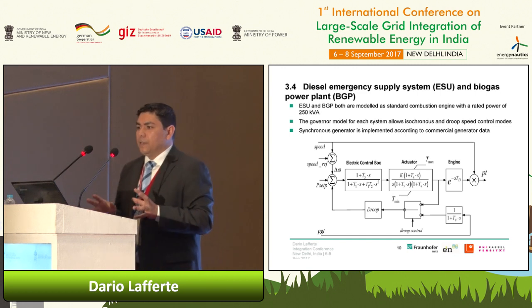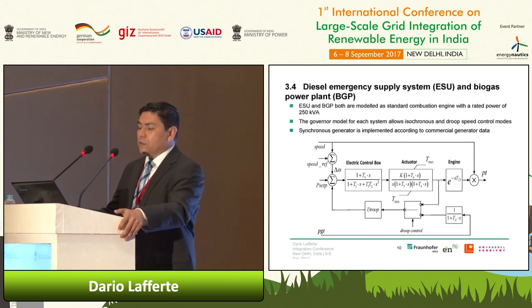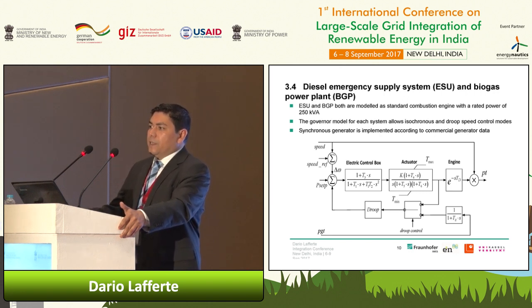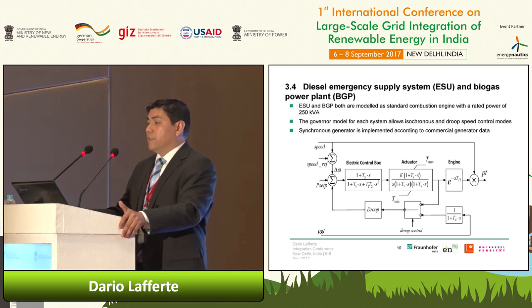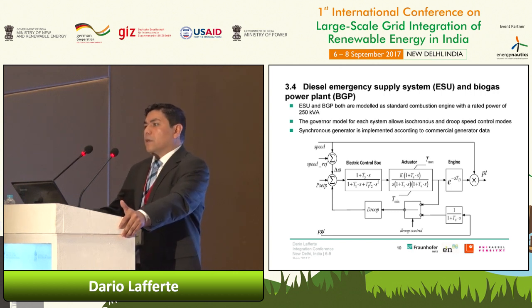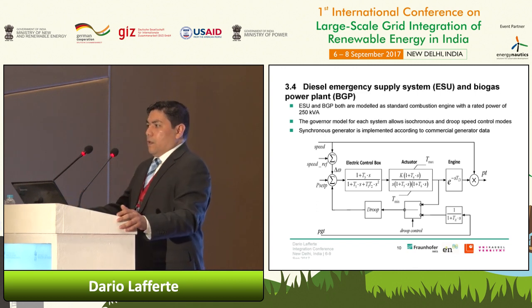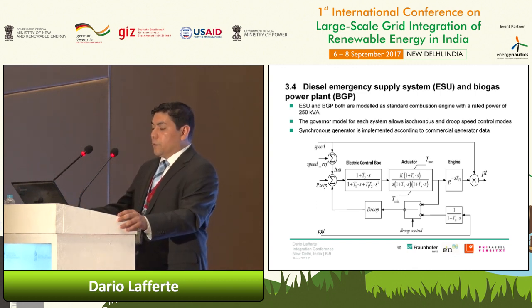The diesel unit and the biogas power plant are modeled considering a combustion engine for the governor. The excitation systems were taken from the global library of PowerFactory, and the synchronous generators were implemented considering commercial generator data. This governor system allows isochronous and droop frequency control modes.